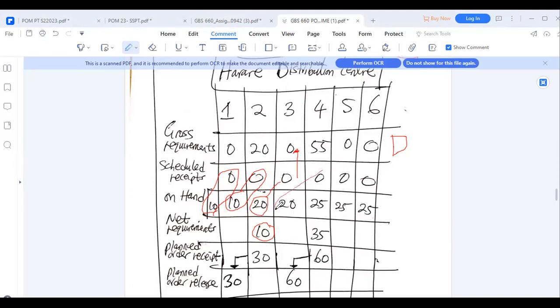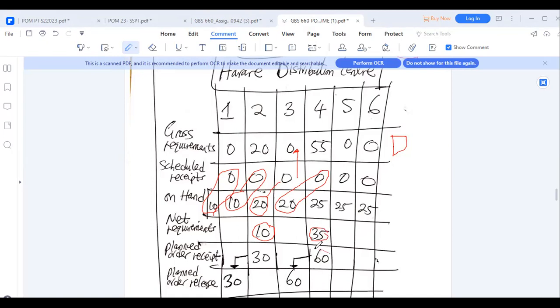You say 20 plus 0, it is a 20. To meet the demand of 55, there is a net requirement with the shortage units of 35. What happens when you have shortage units of 35? You can order the fixed batches, 2 batches of 30. That's why you can order, because if you order 30, it may not be enough to meet the requirement of 35.